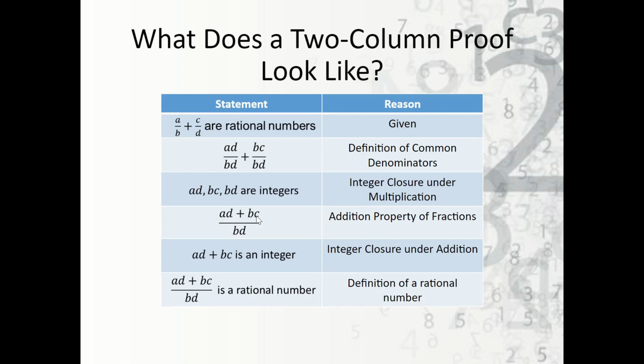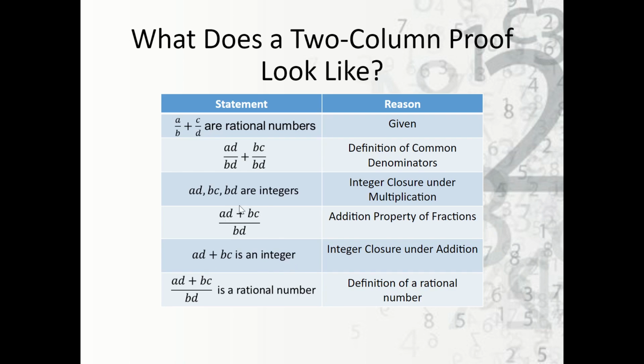Then we can go ahead and group these. We leave the denominator as BD, and then we add AD plus BC. And that's just the addition property of fractions. We know that when we do this, we just add those two numerators together and leave the denominator as it is. Now we know that AD plus BC is an integer.